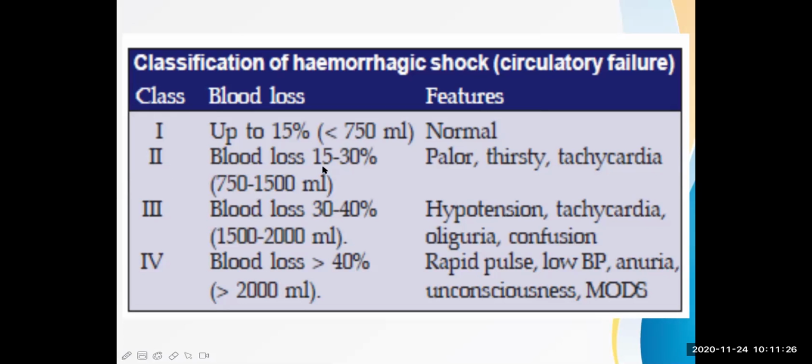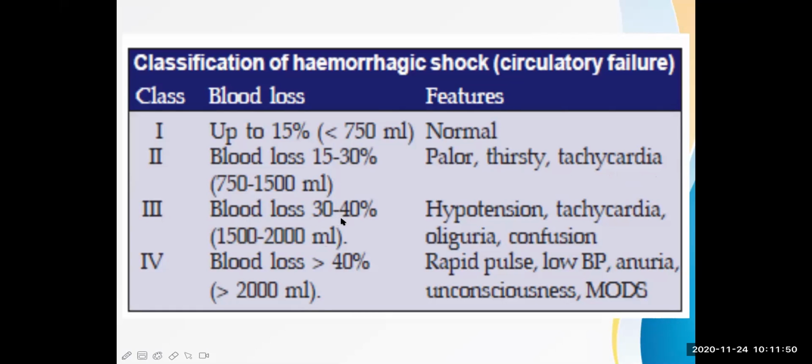In class 2, the blood loss is more now, up to 30% of the blood volume. This is a percentage of blood volume. So up to 1500 ml of blood is lost. And the person will have pallor, the person becomes thirsty, and there are features of tachycardia. Still, it is not very worrisome.